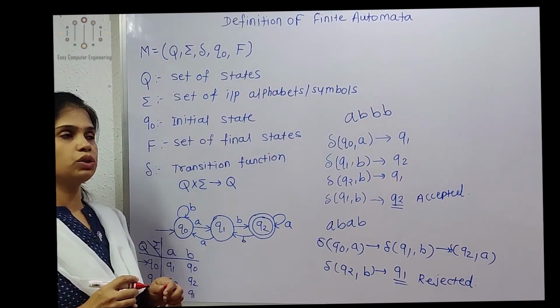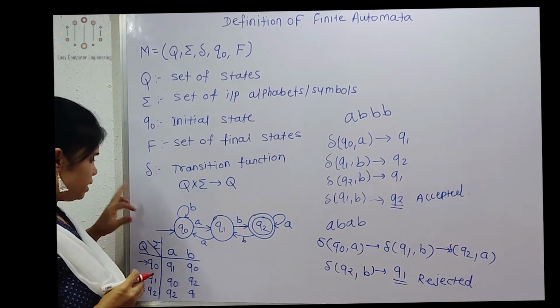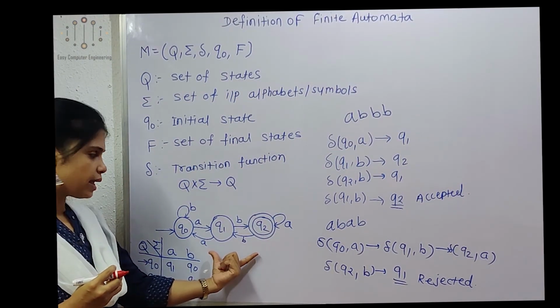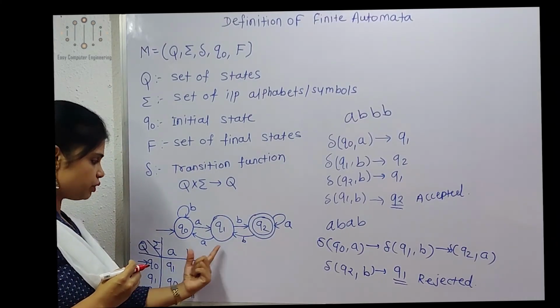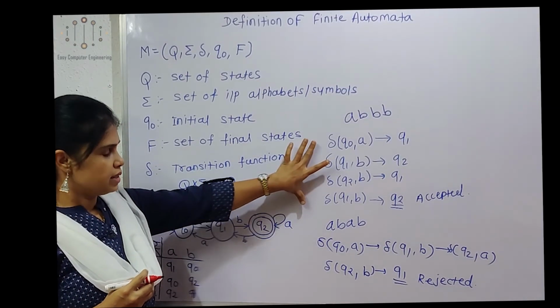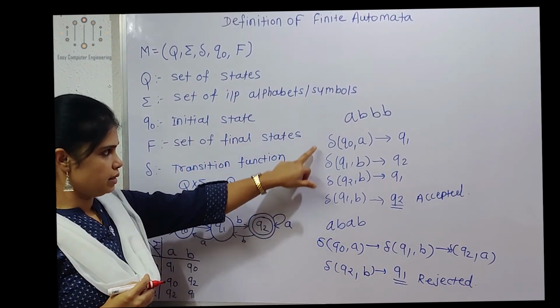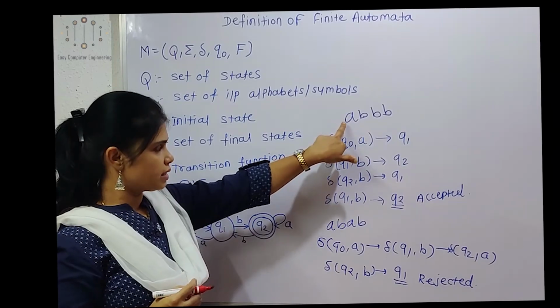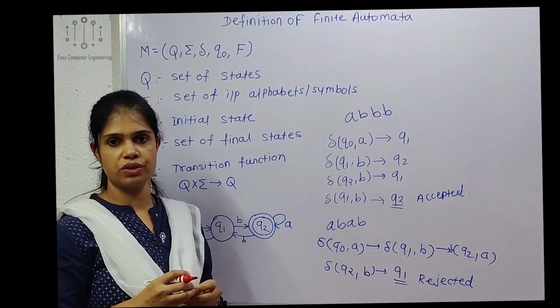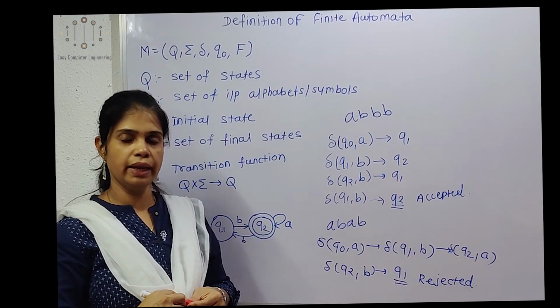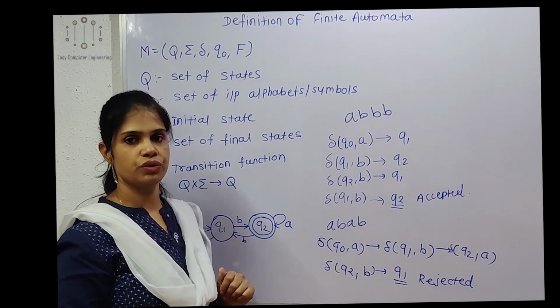So in this way we can show the 5 tuples, then the transition diagram. This is the transition table for this diagram. Then these are the transition functions, these are the accepted strings, and this is the rejected string. In this way we can show any example by these steps.